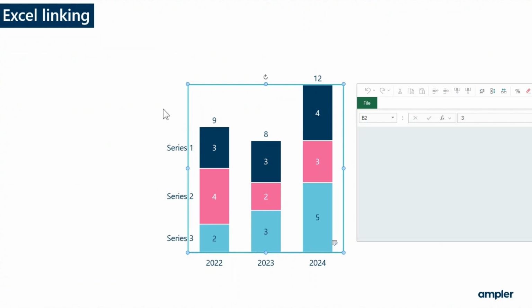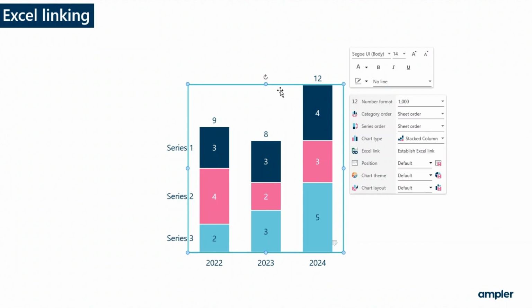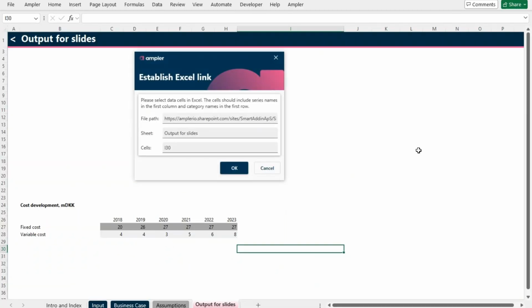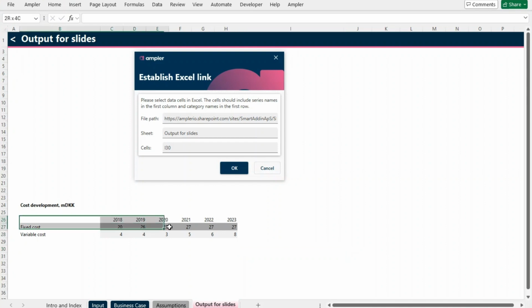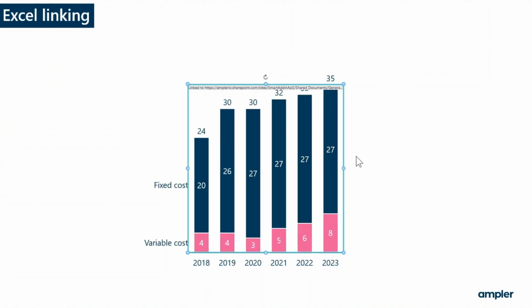To link a chart to an Excel workbook, select the chart and hit Establish Excel Link from the Format menu. Navigate to the Excel workbook, select the cells you want to link and hit OK. The chart automatically updates with the new data, and in the top of the chart frame, the link becomes visible.